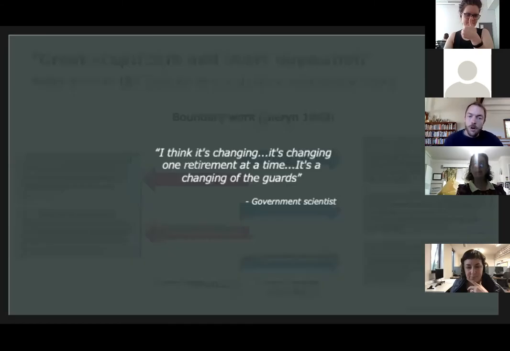And then just a final quote, to cast this in a more positive light, is that "I think the acceptance of WaterWatch data is improving." And this quote here from a government scientist saying that they think that it's changing, but it's just time, retirement at a time. It's a changing of the guards.